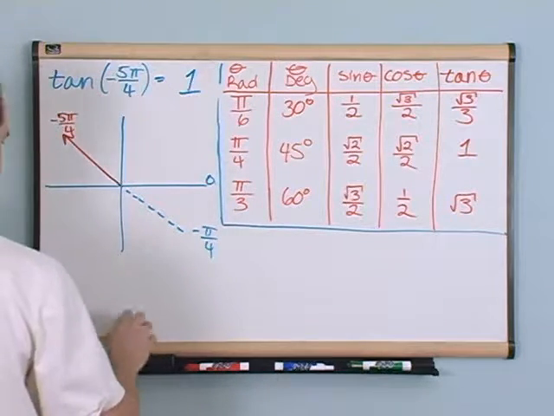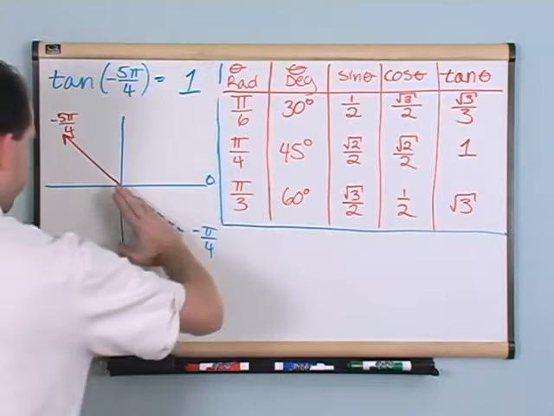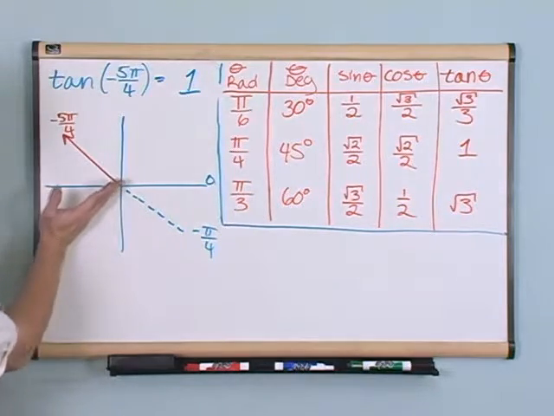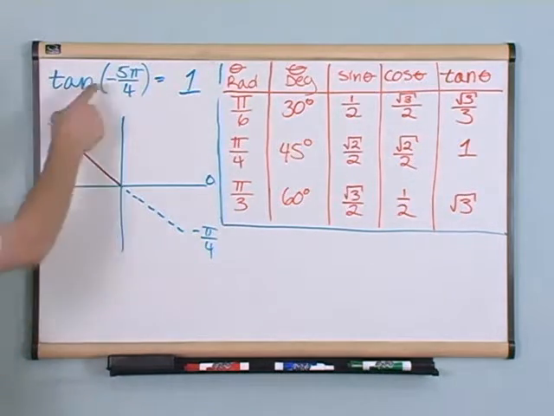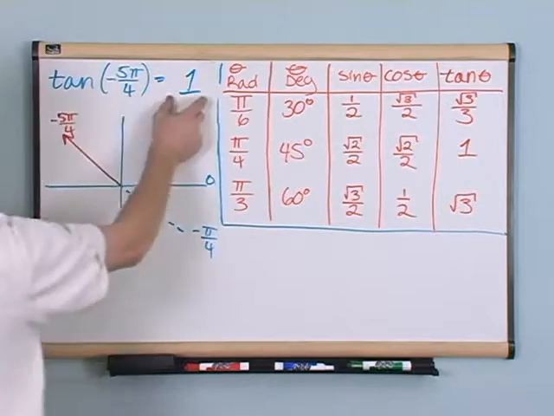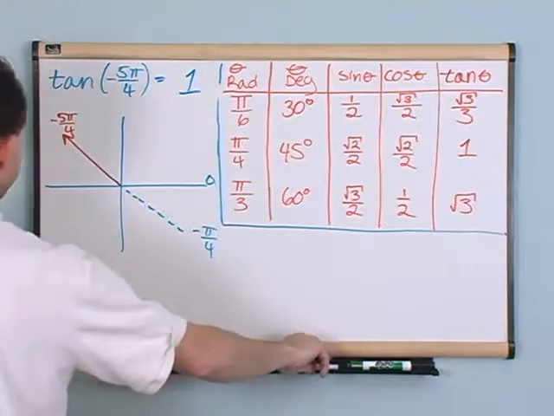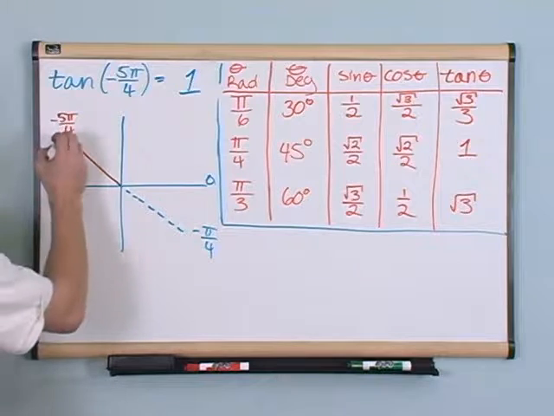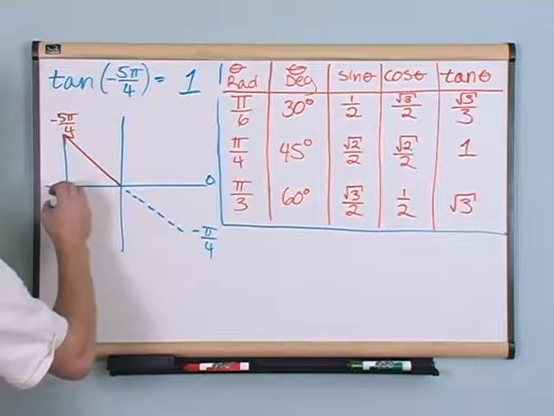Negative 5 pi over 4. So you start here, you go negative pi over 4, negative 2 pi over 4, negative 3 pi over 4, negative 4 pi over 4, negative 5 pi over 4. You get up here. And we know the answer is going to be 1, we just don't know if it's plus or minus 1. But again, we're going to be interested in this stuff over here.